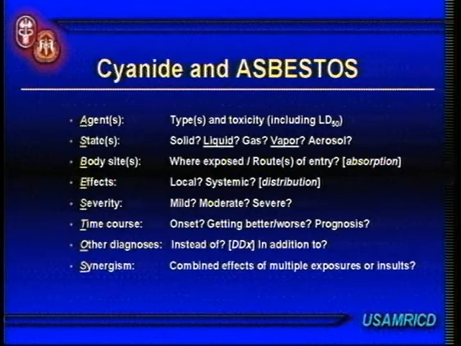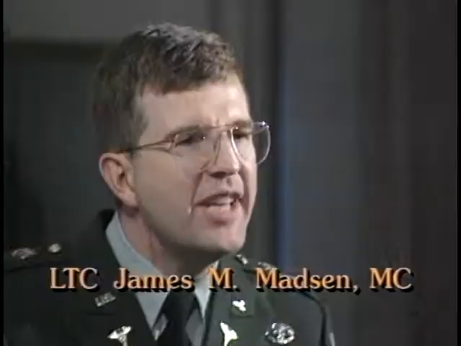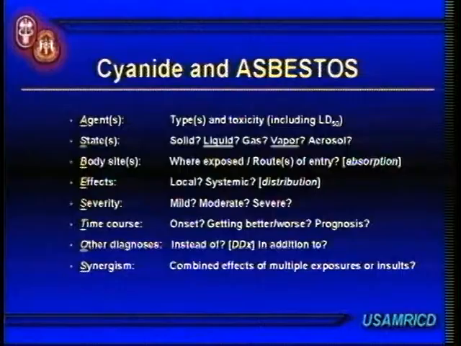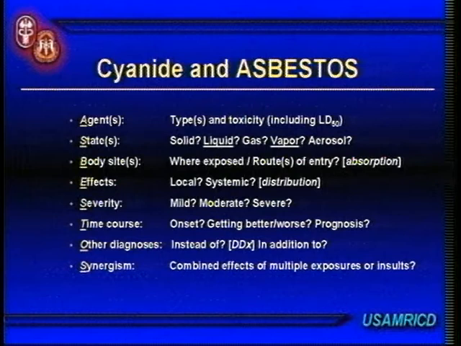Okay, and we could go through this whole mnemonic. If we do come to the conclusion that it's cyanide, what state are we likely to be thinking about? Vapor, right? Or gas, if it's above 78 degrees. Body sites, we're mostly talking about inhalation, although there are plenty of other routes of getting cyanide. The effects, are they local or systemic? Well, they're systemic because cyanide is distributed throughout the body. That's what makes it different from the inhalational agents that Colonel Baxter told you about. And of course, we can run the gamut from mild to severe cyanide intoxication. Time course, these patients will not get better if they're already convulsing unless you can provide some good treatment.